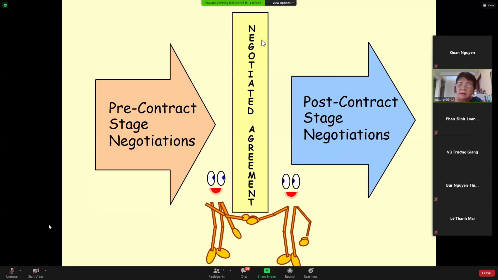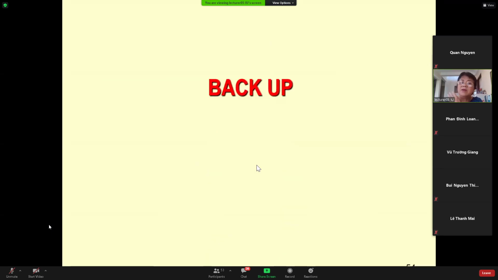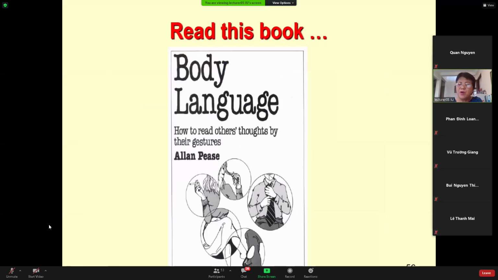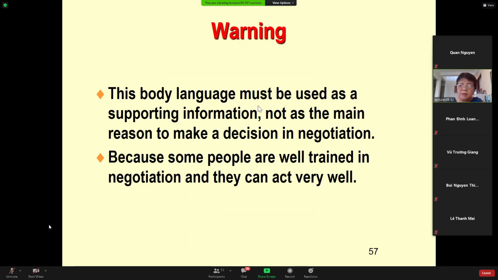At the end of the day, you have to reach an agreement. Sometimes you have to walk away. This also gives you some tactics of body language that you should understand when we do the negotiation meeting. Body language must be used as supporting information, not as the main reason to make a decision in negotiation. Because some people are not well trained in negotiation and they can act very well.